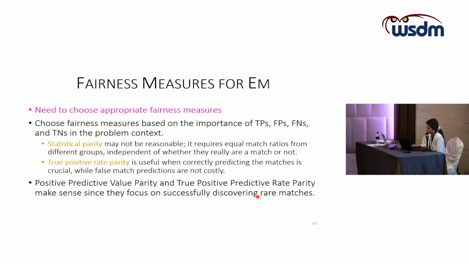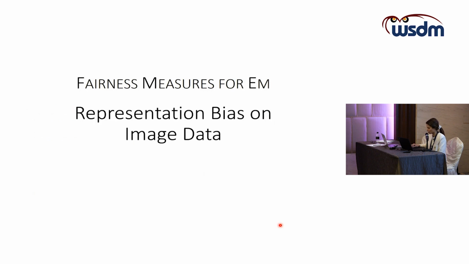So one way is to choose a fairness measure based on the importance of false positives, false negatives, true positives, and true negatives in the problem context. For example, statistical parity may not be reasonable because it requires equal match ratios for different groups, independent of whether the correspondence itself is a match or not. On the other hand, true positive rate parity is useful when correctly predicting the matches is crucial and false matches do not cost much. And overall, our observation says that certain fairness measures such as positive predictive value parity and true positive rate parity make sense because these are the ones that focus on successfully discovering very rare matches, which is the case we deal with in entity matching. We have very few matches, and most of our correspondences are non-matches.